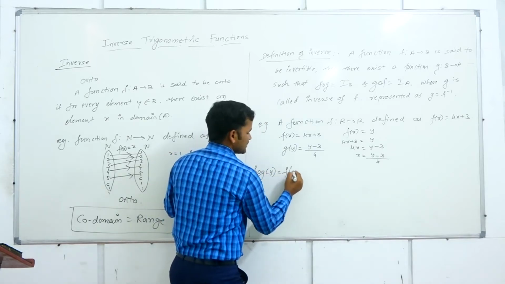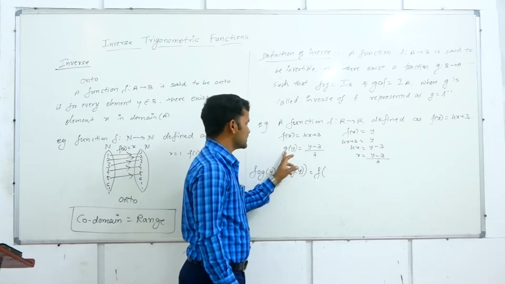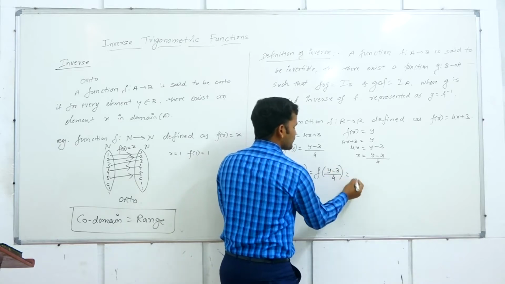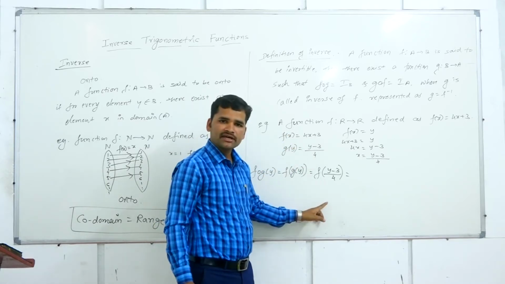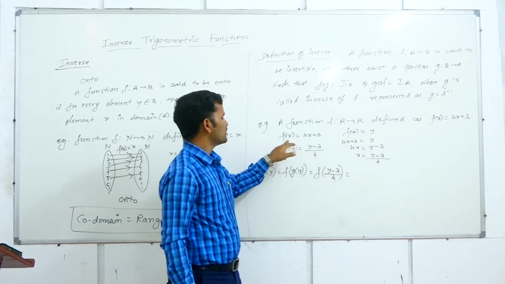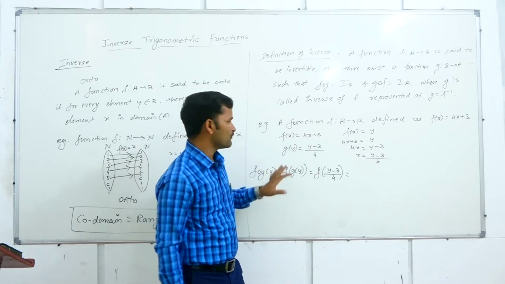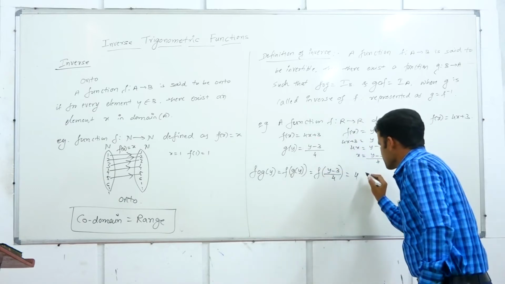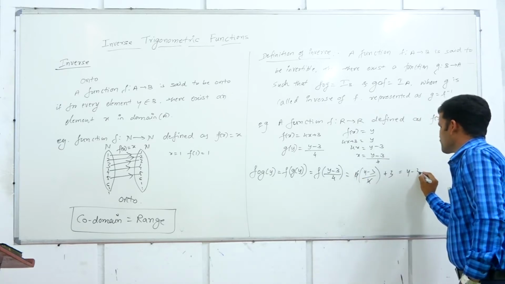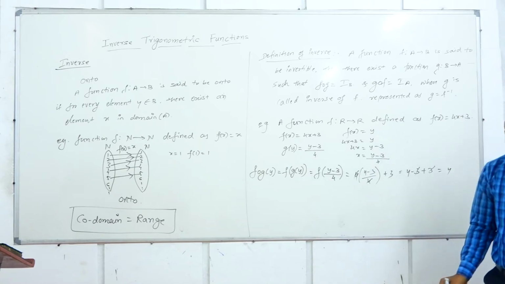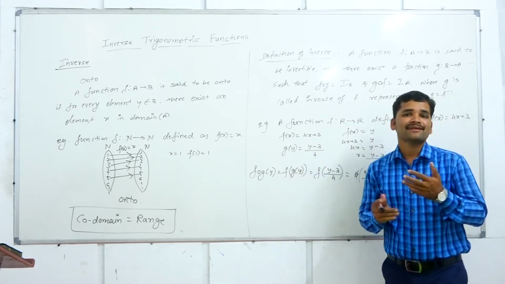f circle g of y is nothing but f of g of y. What is g of y? Substitute that: g of y is nothing but (y minus 3) divided by 4. So f of (y minus 3) divided by 4. See, f of x is equal to 4x plus 3. In place of x, we have (y minus 3) divided by 4. Now 4 will be as it is, in place of x I write (y minus 3) divided by 4, and this plus 3 will be as it is. The 4 and 4 get cancelled, and y minus 3 plus 3 gets cancelled. We are getting y only. The element was y, and again we are getting y only. So f circle g is an identity function.